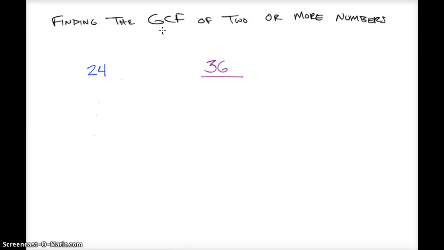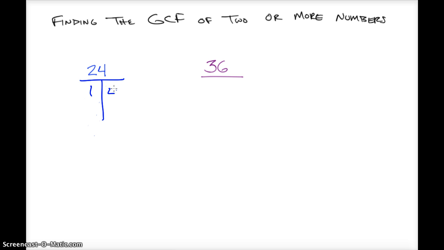And so finding the GCF, or the greatest common factor of two or more numbers, you look at your numbers and you think, what numbers go into these numbers? Those are what we call factors. And then I think, what's the biggest number, the biggest factor that both of these have? And so sometimes what I'll do is I'll create a quick little factor tree to kind of help me figure out what the factors are.